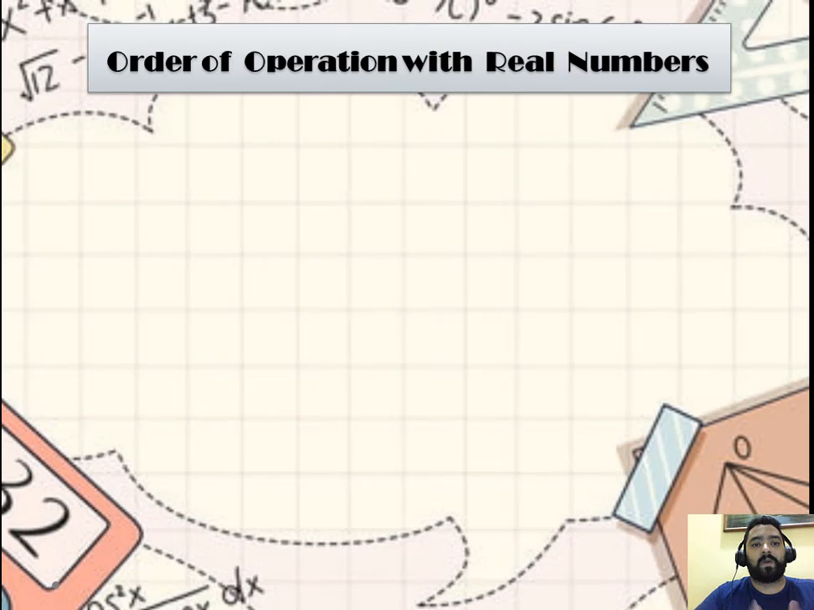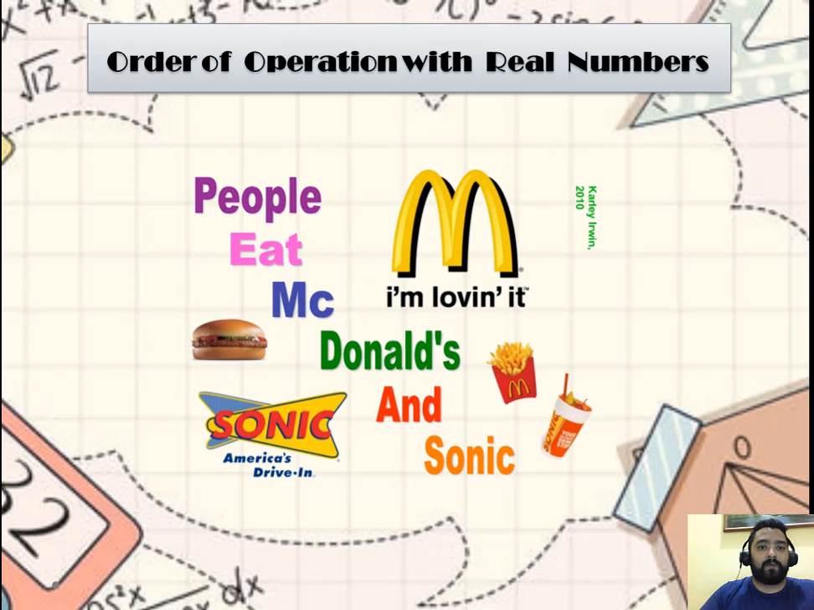Hi everyone, today we are going to talk about order of operations with real numbers. Remember, real numbers include natural, wholes, integers, rational and irrational numbers. If you want to work with order of operations, we can use PEMDAS, which means parentheses, exponents, multiplications, divisions, additions, and subtractions. In the parentheses, we can use the grouping symbols: brackets, curly braces, and parentheses.